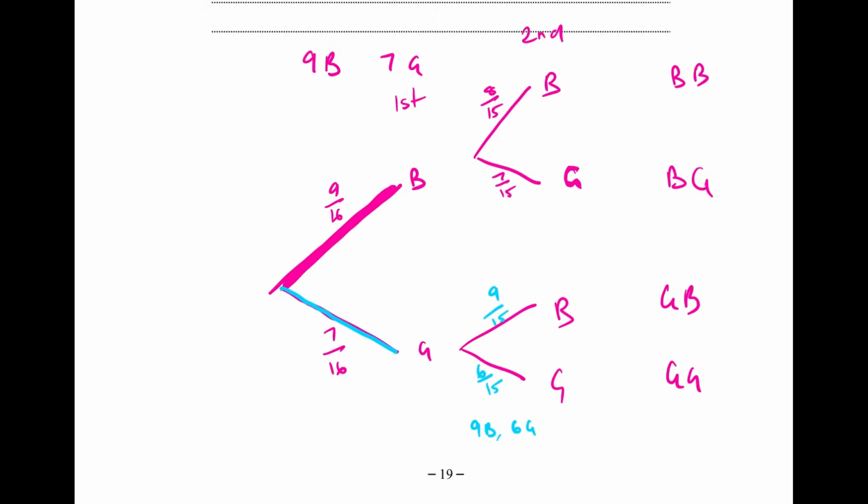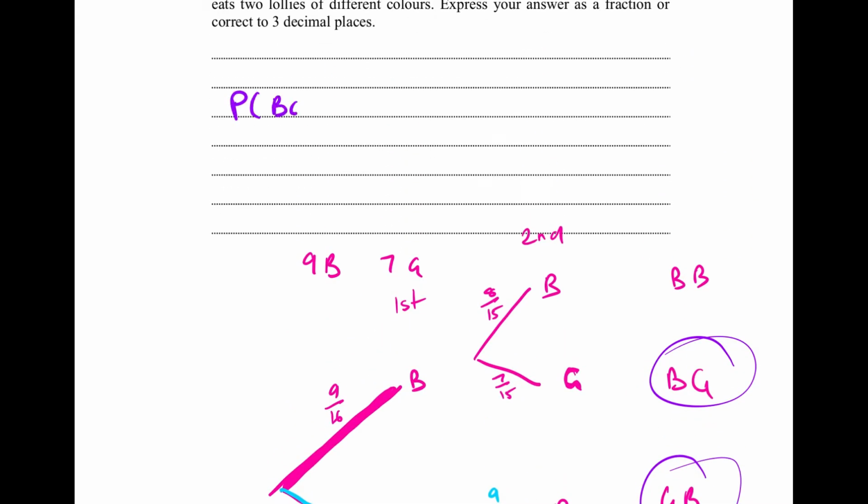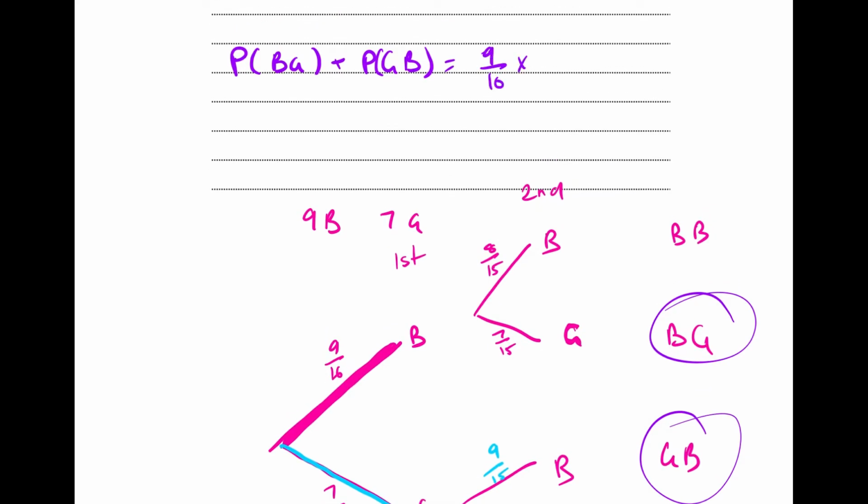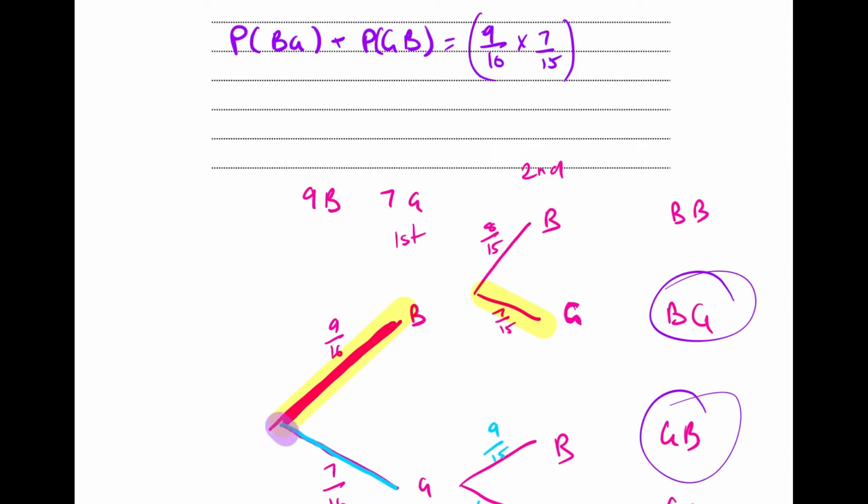So therefore, I am interested with these 2 selections. So I want to determine the probability of blue, green plus the probability of green, blue. And the probability of blue, green is 9 out of 16 times 7 out of 15. So how about I highlight that for you? So it is that there, 9 over 16 times 7 over 15. And then the other one is those ones, okay? Plus 7 over 16 times 9 out of 15.